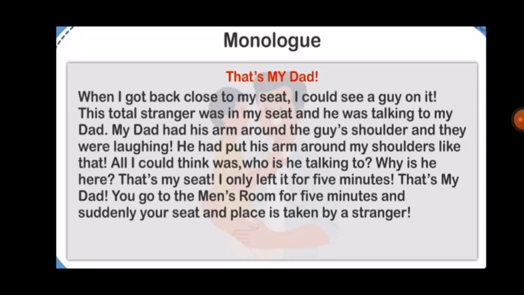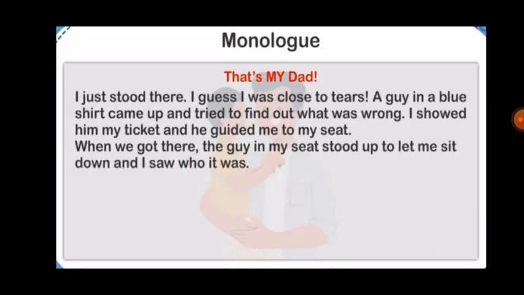by a stranger. Now, here you have to remember that you are just an 8-year-old kid who has been hurt by this simple incident. You have to try to express your emotions that you felt at that moment and conclude the incident. Okay, so we'll conclude this monologue. Let's read. I just stood there. I guess I was close to tears.